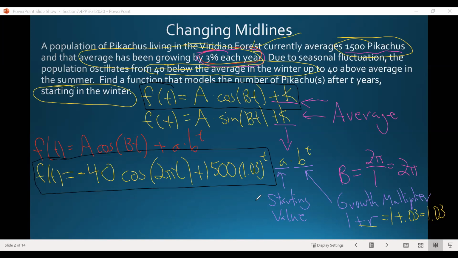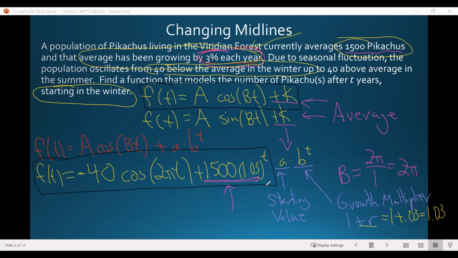So f of t equals -40 cosine of 2 pi t plus 1,500 times 1.03 to the tth power. And again, note that for the midline there, we have an equation, rather than just a single value, because it changes over time.